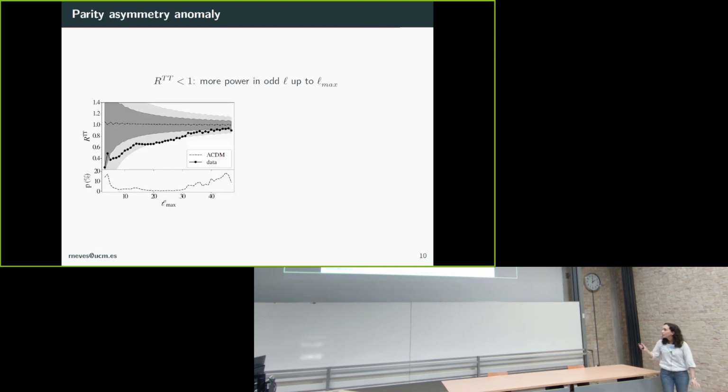And so finally, just to finish, we also looked at the parity asymmetry anomaly. This is the fact that the data shows that there is more power in odd multipoles than in even ones, which you can see through this estimator. If this is smaller than 1, then there's more power in odd multipoles. Lambda CDM does not predict any asymmetry at all, and you can see for lower multipoles, we have very low p-values in lambda CDM.